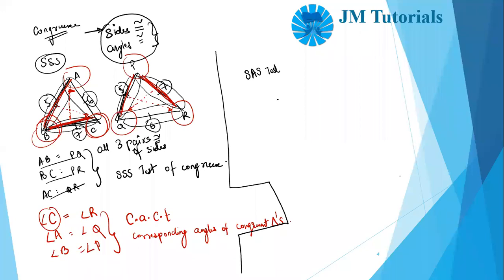Now SAS test, what is that? Look at this. This is a triangle. Okay guys, we have not come to similarity. We are still doing last year's congruence only. I'm just revising it. So ABC and PQR. Now SSS test, तीनों side दिए थे हमको. SAS test में I'll be given two sides and the included angle.